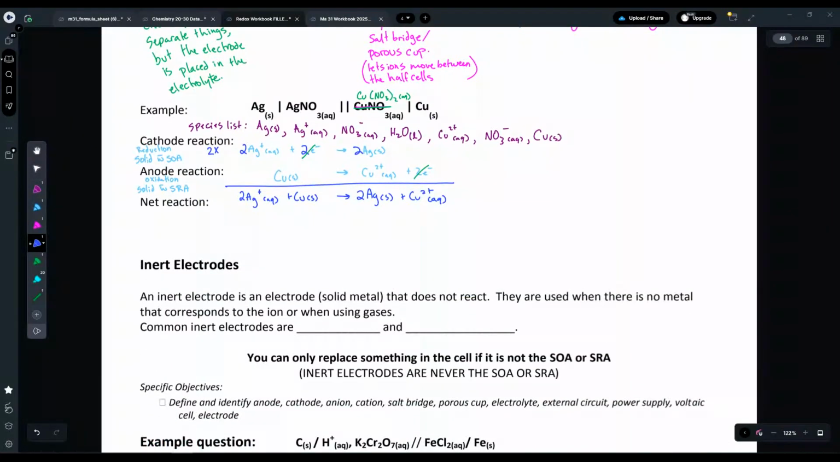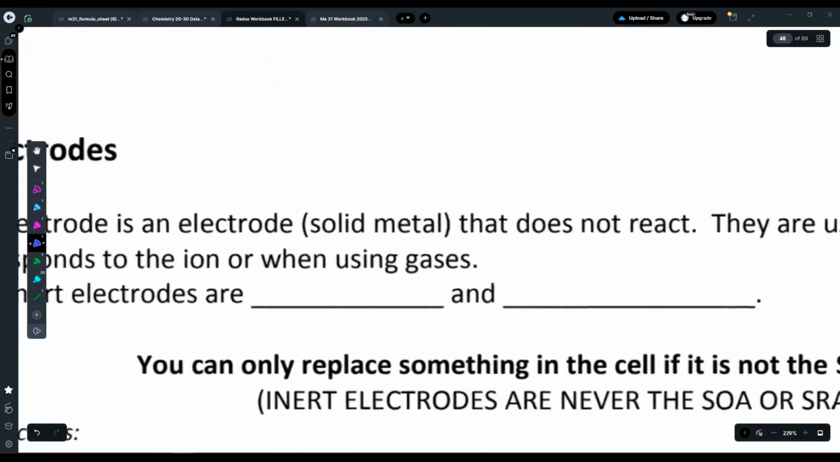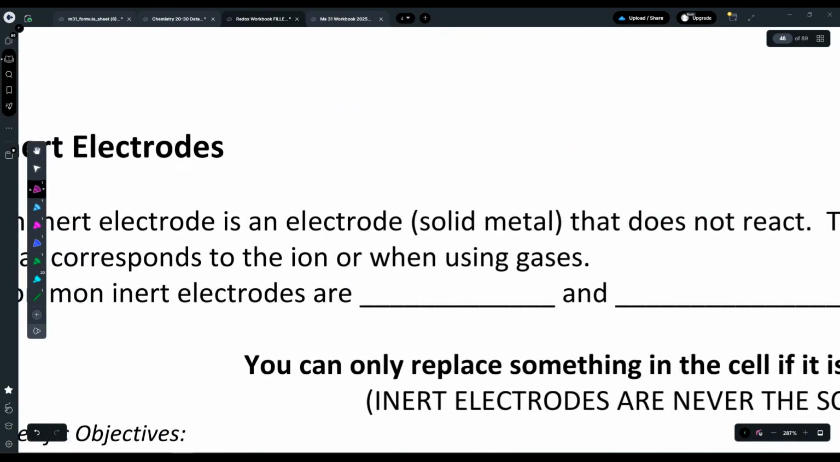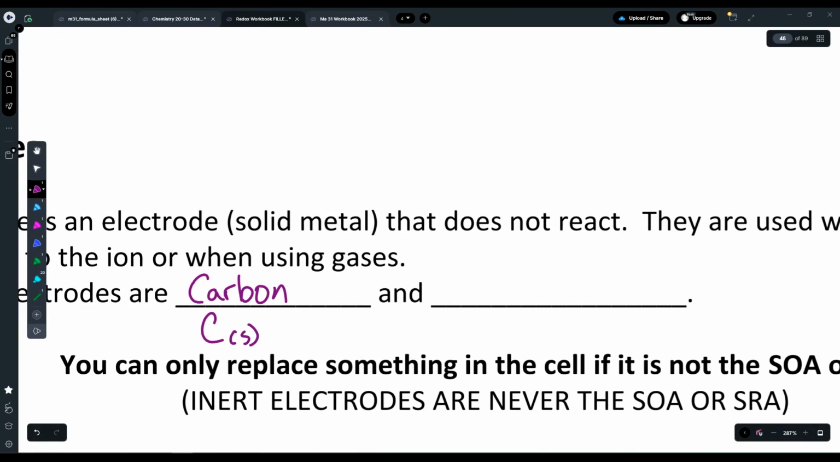All right, so inert electrodes. An inert electrode is an electrode, so it's a solid metal, usually, unless you're talking about carbon, that does not react. That's why it's called inert. Inert means it doesn't react. So they are used when there is no metal that corresponds to the ion or when using gases. So common inert electrodes are going to be carbon, so carbon solid, and platinum.